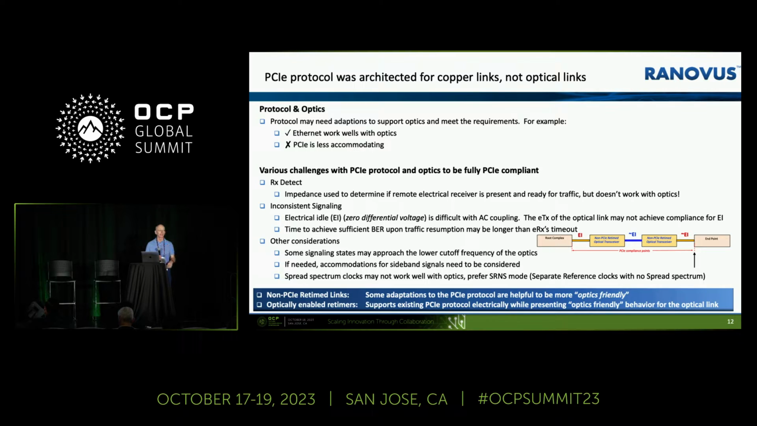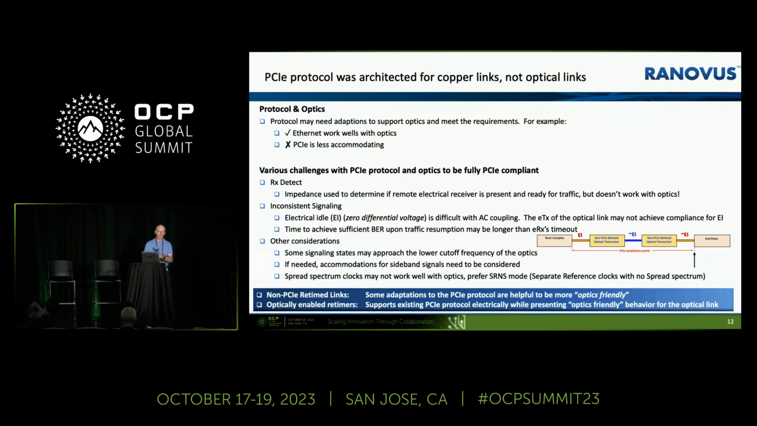So the second big category is inconsistent signaling. I'll just give you one example. In PCIe, there's a concept of electrical idle. The transmitter basically has zero differential voltage at its output. Optical links obviously are going to be AC coupled. And so when the electrical transmitter puts out a zero differential voltage, the question is, what is the receiver going to see?